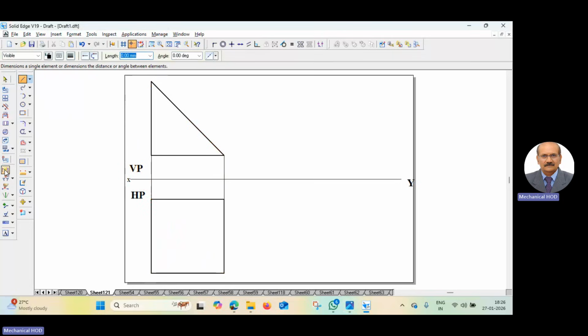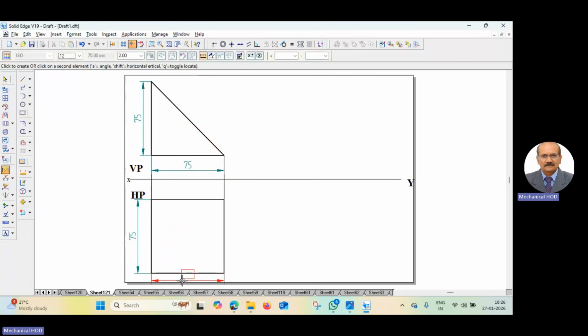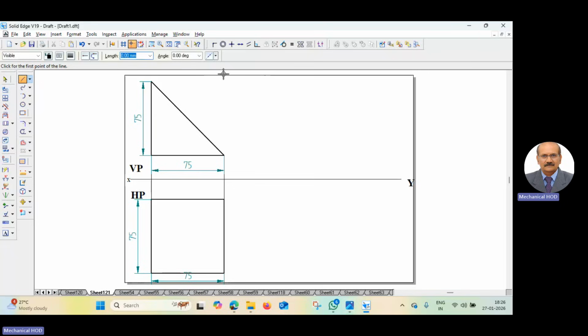So the top view and front view are over. Very simple. Height is 75, length is also 75, breadth is 75. So we got the top view and front view. You got almost 60-70% of the marks. Now go to the line command. We have to draw the x1, y1 line.